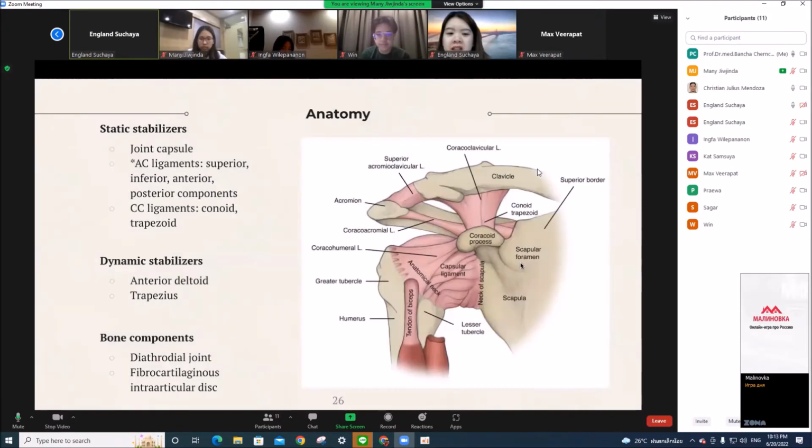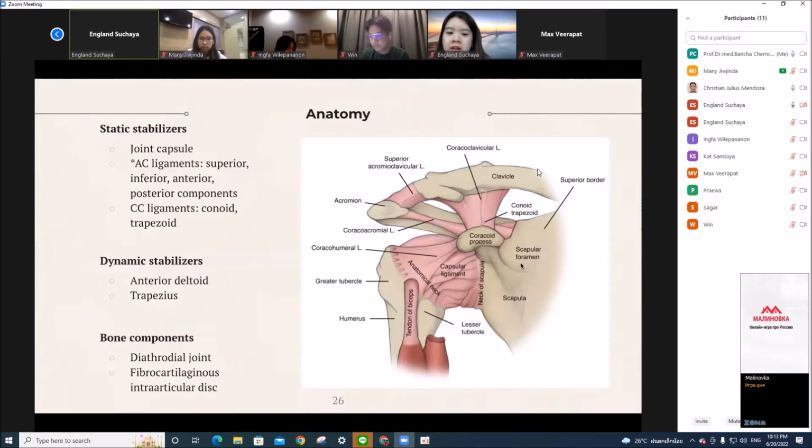So you're talking about the AC joint dislocation. For my part of the presentation, it is the acromioclavicular joint. So first we have to look at the anatomy.